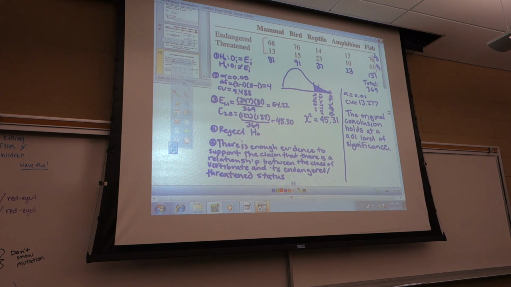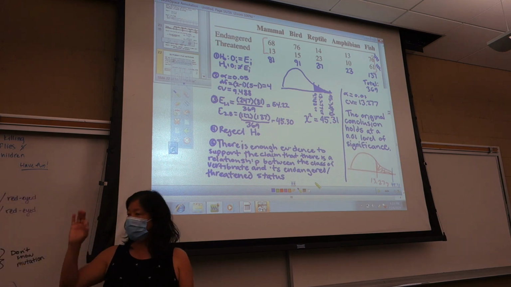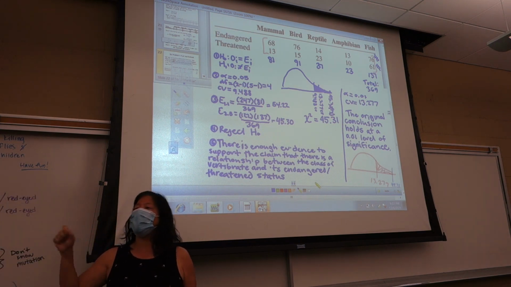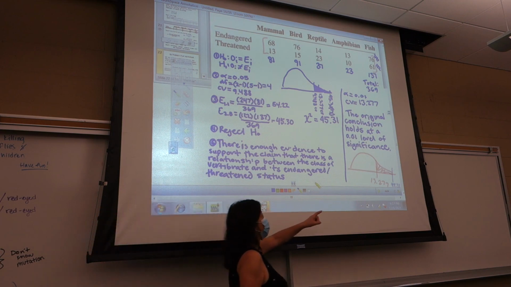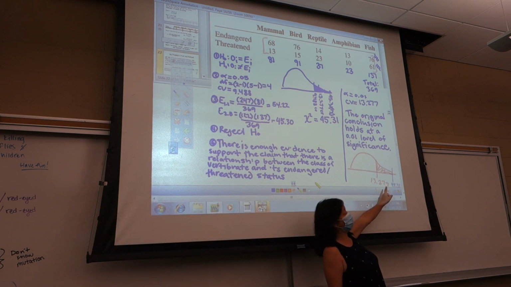Is still not enough to not reject H naught, and so the result does not change, and the original conclusion holds at that level of significance. Right. So what it's saying is that when alpha is 0.01, your critical value changes because your critical value depends upon alpha. So that's saying, okay, what if we made it a little bit harder to prove it's correct?